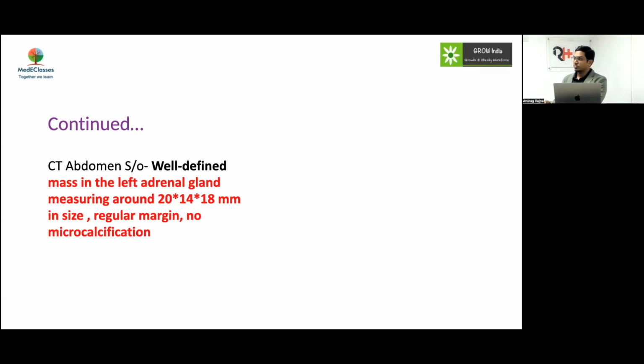So she was actually referred to me primarily as an adrenal incidentaloma. All these things like hypokalemia, hypertension, and the drugs were not given importance, along with a high level of plasma metanephrine.